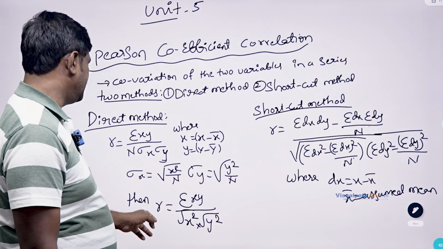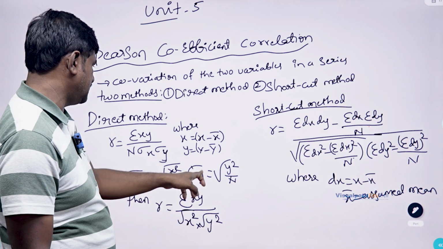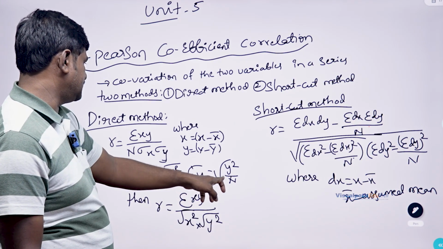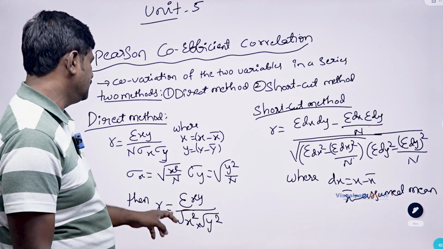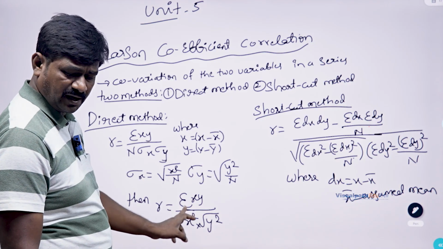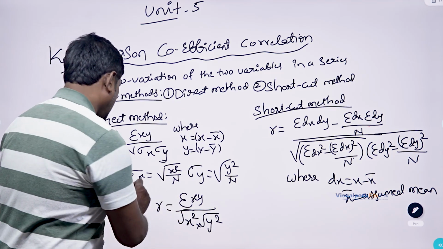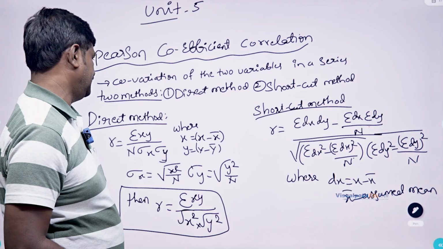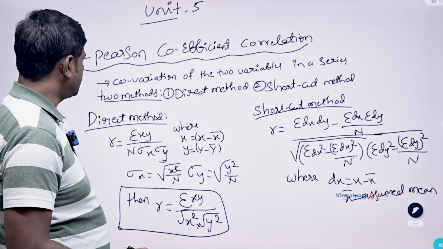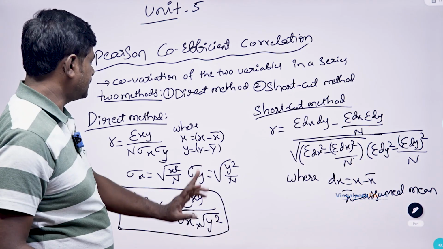Then it can be written as r is equal to sigma xy, substituting sigma x square and sigma y square, by n. Then the n gets cancelled. So r is equal to sigma xy by the square root of sigma x square and sigma y square. That is the formula for the coefficient of correlation using the direct method.